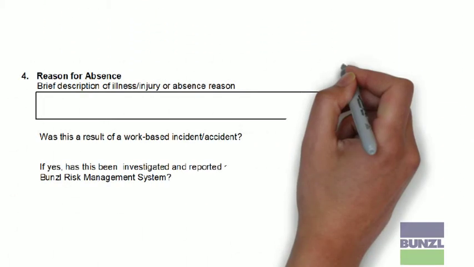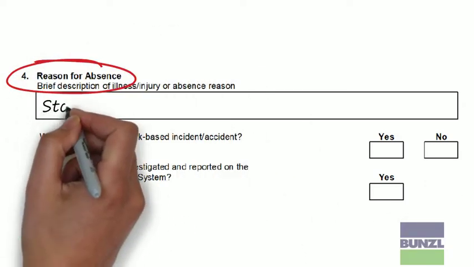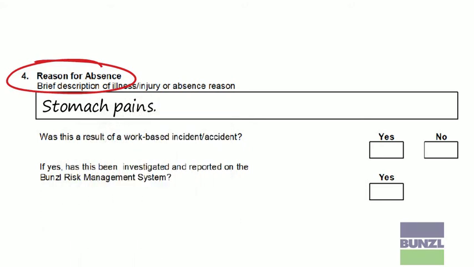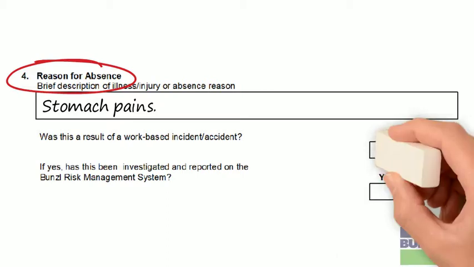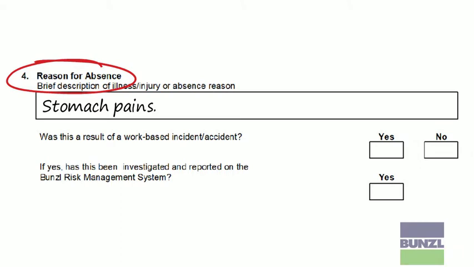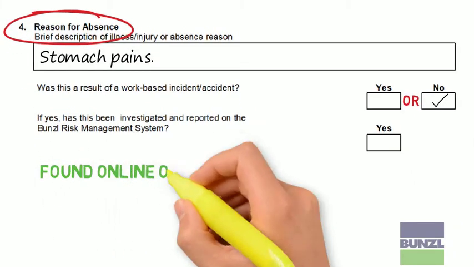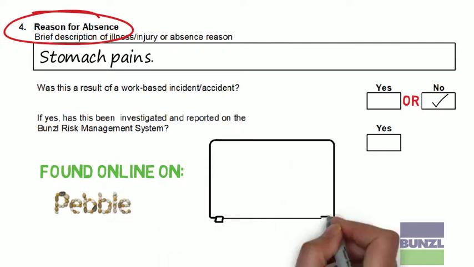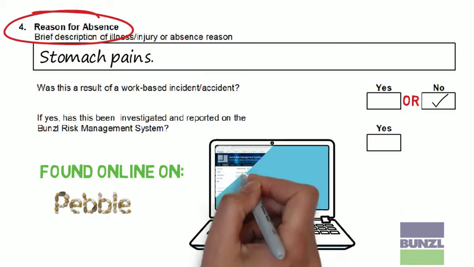Section 4. Reason for absence. Please fill out a brief description of the reason behind the employee's absence in the box provided. Was this a result of a work-based incident or accident? Please tick either yes or no, depending on whether this absence was due to an event that occurred in the workplace or not. If yes, has this been investigated and reported on the Bunzl risk management system? Any work-based incidents and accidents should be reported on this system, which can be found online on Pebble.